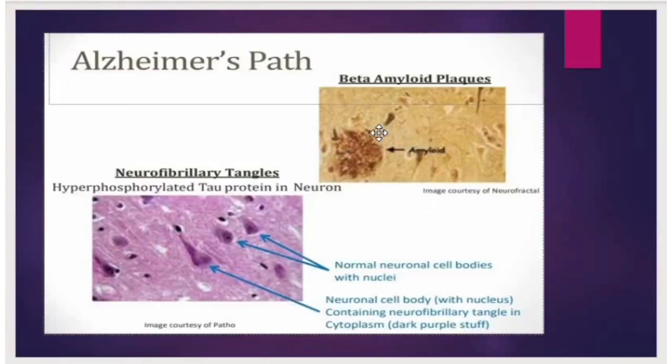Now, these are beta amyloid plaques, and these are the normal neuronal cell bodies with nuclei. You can see the nucleus over here. But these are the neuronal cells with neurofibrillary tangles, which are formed by hyperphosphorylated tau proteins, and they are dark purple in color.